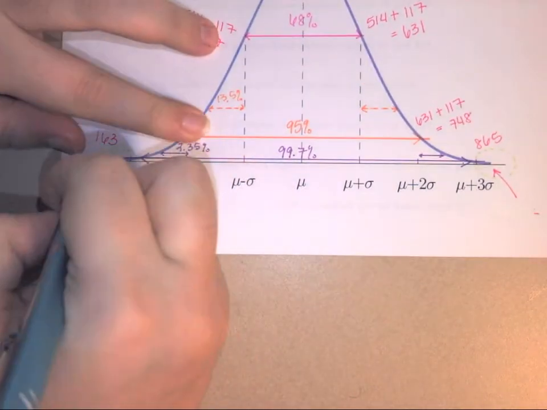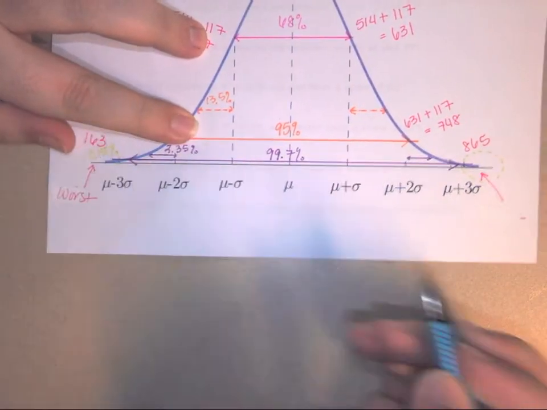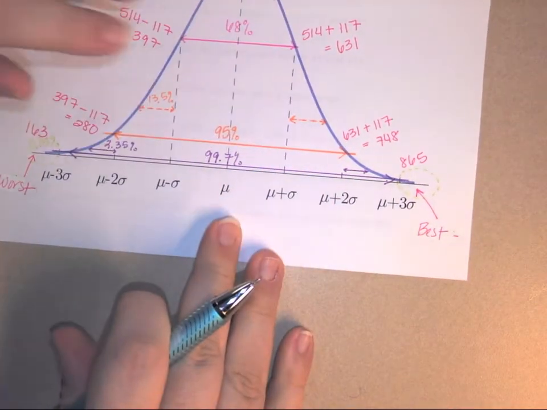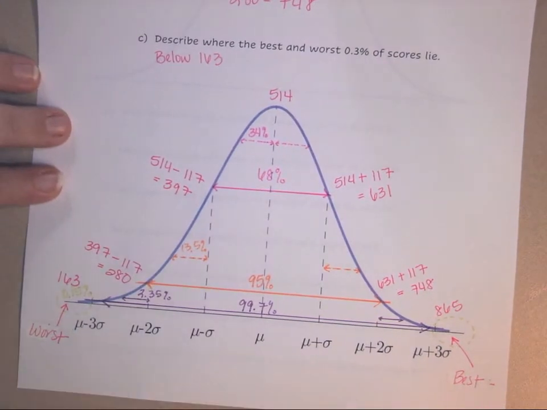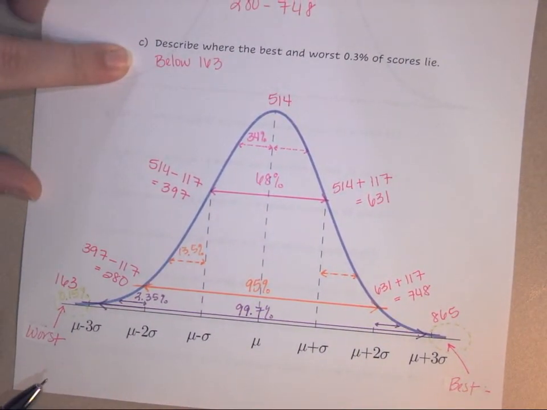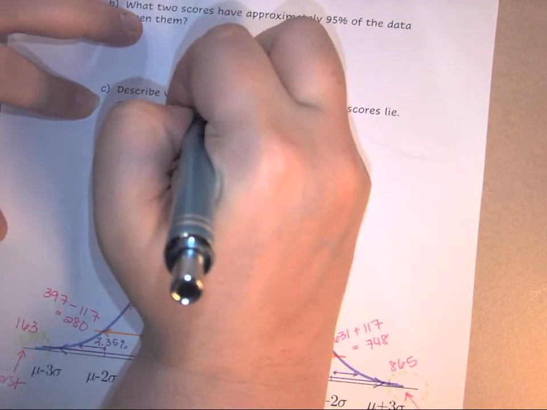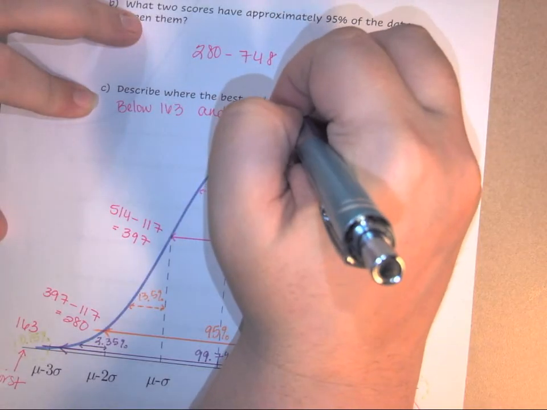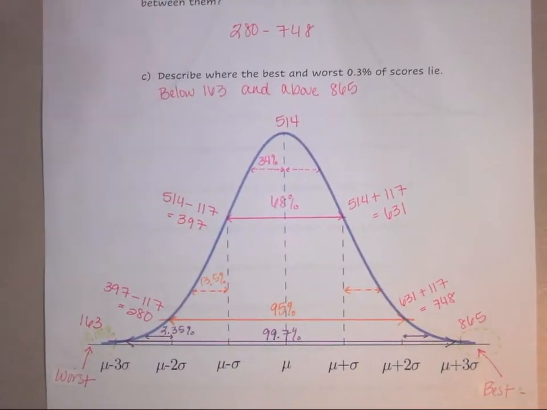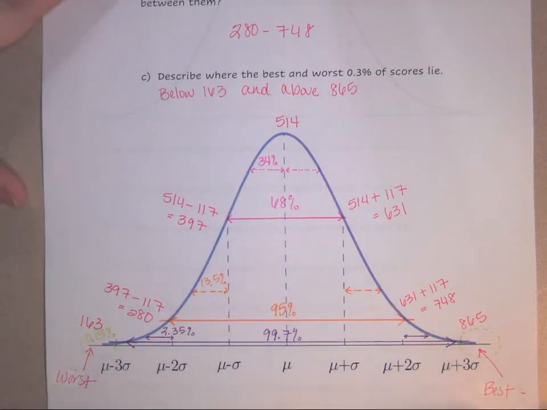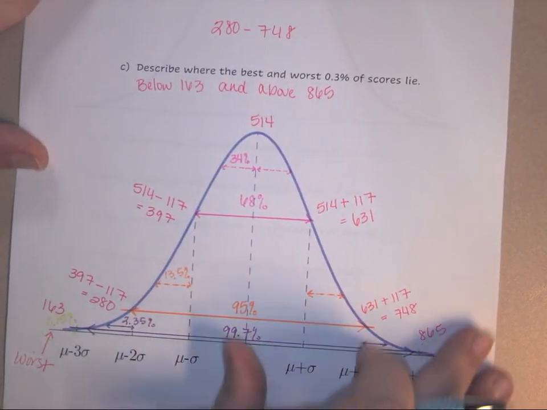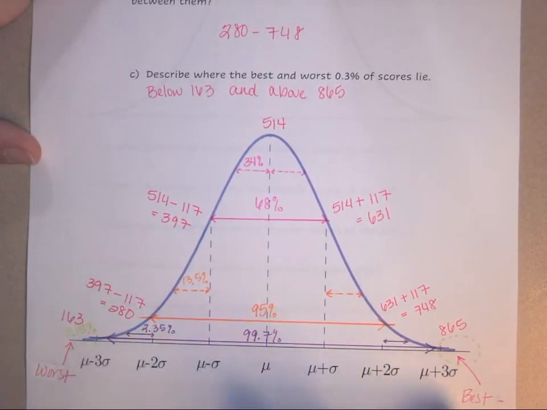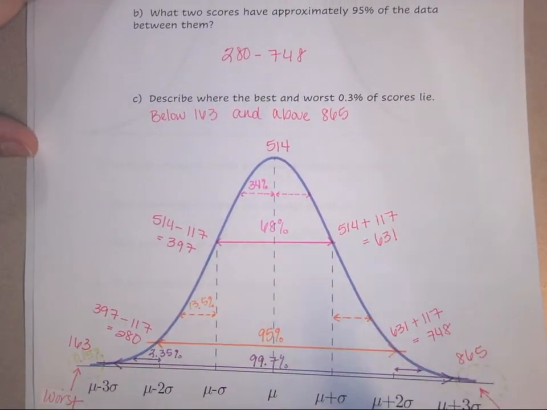This is the exact opposite. Over here is going to be my worst, and on this side is going to be my best. So again, we're going to be below 163 as a score, and we'll be above 865. Okay, so the best and the worst. And for this particular problem, that's all that we're looking for. So the big chunk of the work, as you can see, comes from being able to label and know your normal distribution.